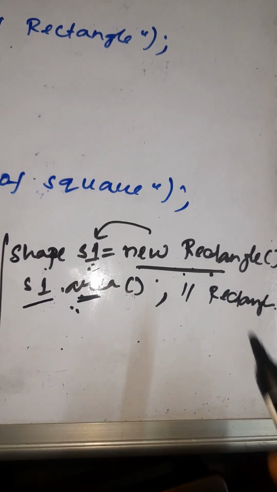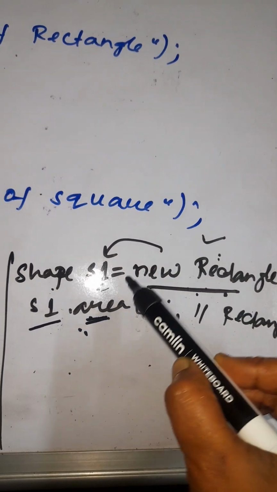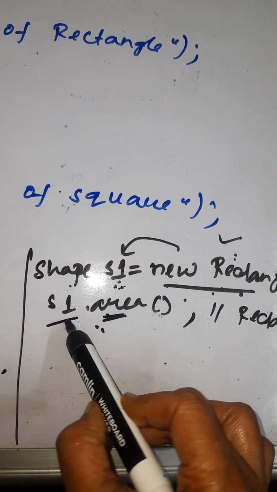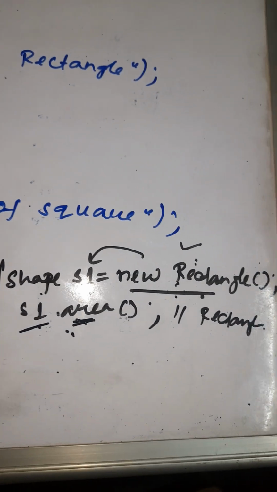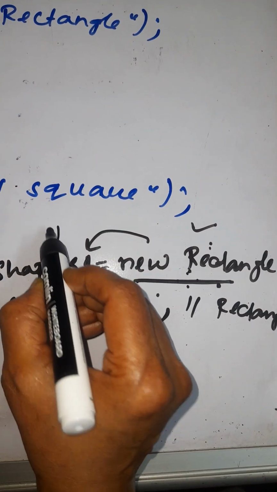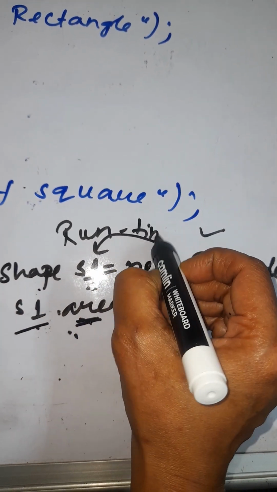At runtime, when you create your object, with the help of your reference, which method will be called is decided as per your object declaration. So that's why this one is known as runtime polymorphism.